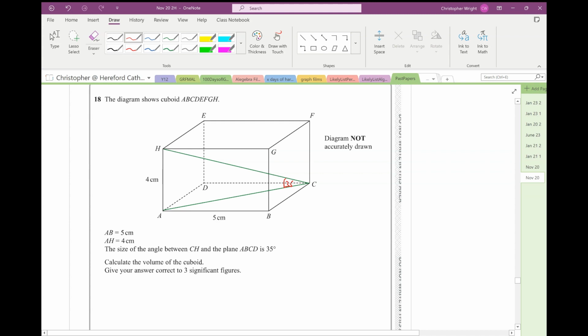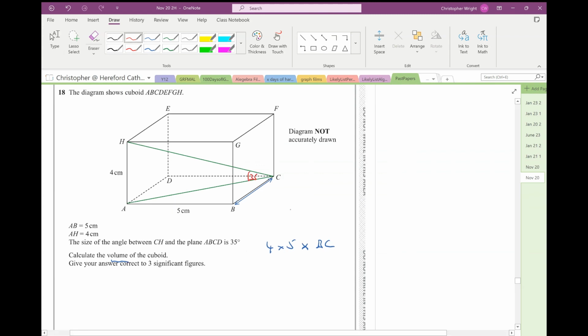Okay, and I'm asked to find the volume of the cuboid. Now to find the volume, I'm going to have to do 4 times 5, the length times the height, times BC, aren't I? BC, the width there. So really, this is a question about finding the length BC. Now, I see that BC is part of a right angle triangle on the bottom of the cuboid. It's part of the triangle from A to B to C. Let's just draw that triangle.